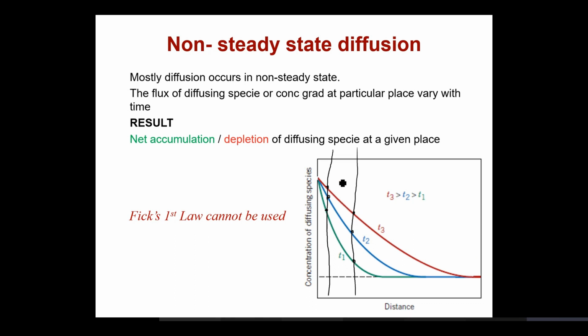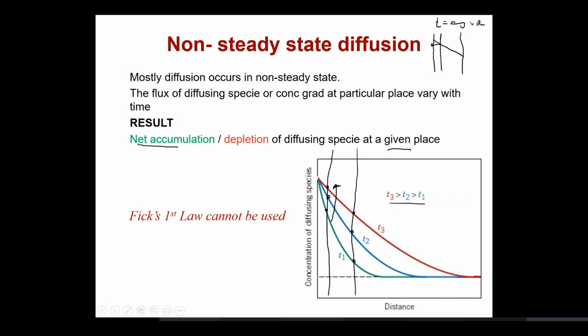So there would be accumulation of species at a given place. The concentration would increase with regards to time. This was not the case when you were looking at Fick's first law because you had a constant gradient and at any time t equals any value you had the same concentration.